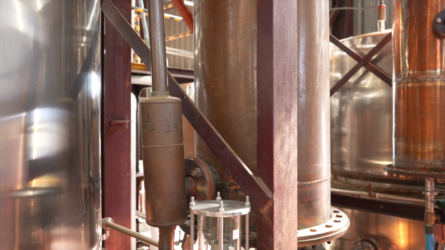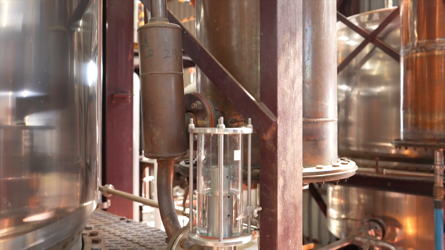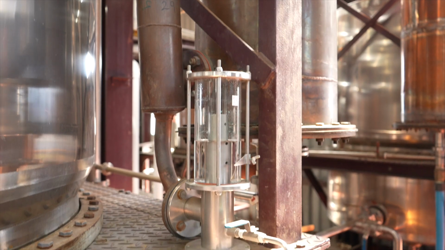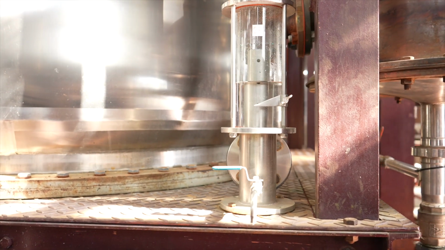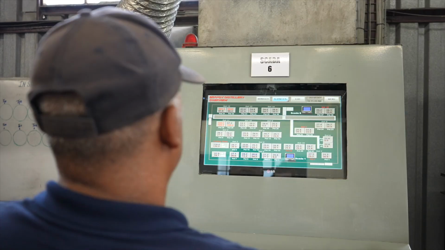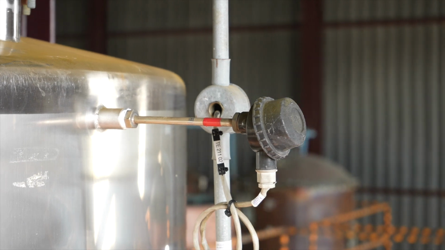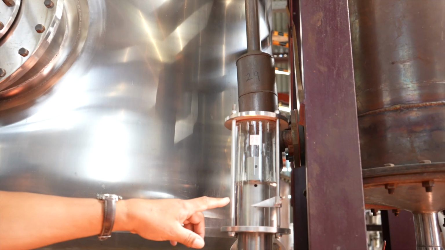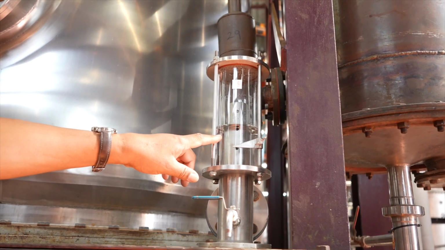spirit safe. The spirit safe. The spirit safe is where the quality and strength of the distillate gets measured and is normally fitted with a hydrometer. The pot is regulated according to the hydrometer or the temperature probe in the mantle. The spirit flows from the spirit safe to other various tanks.